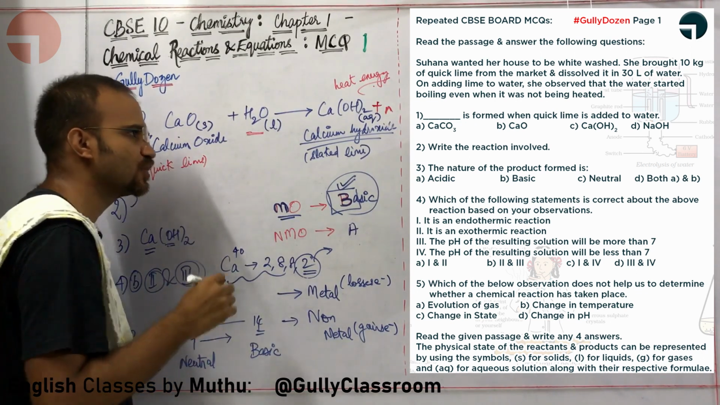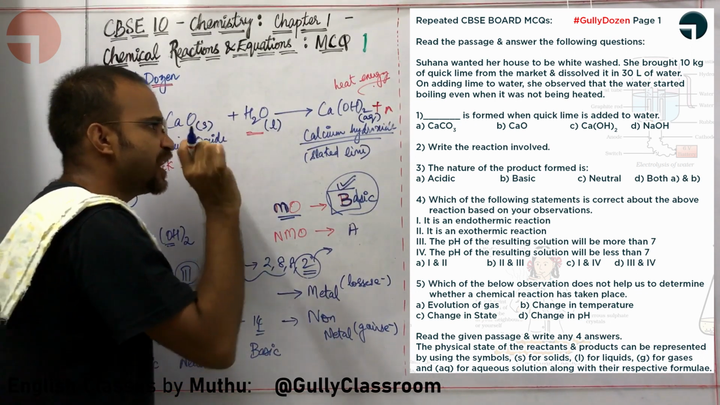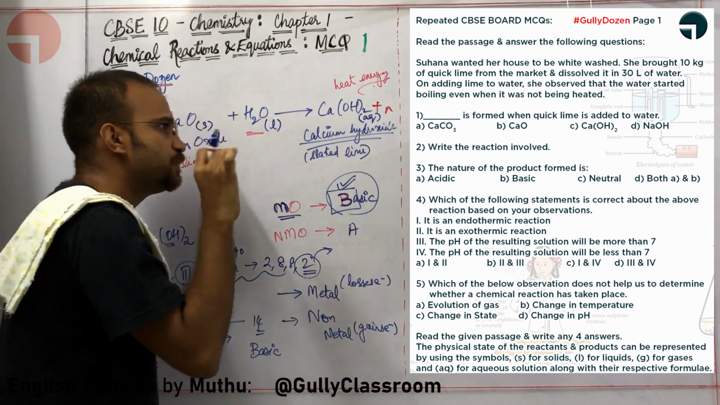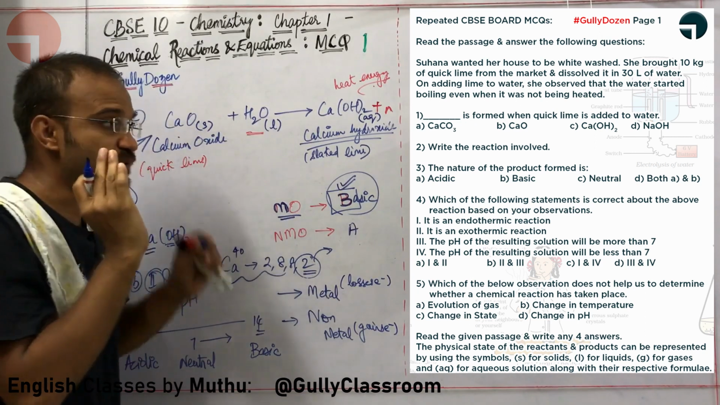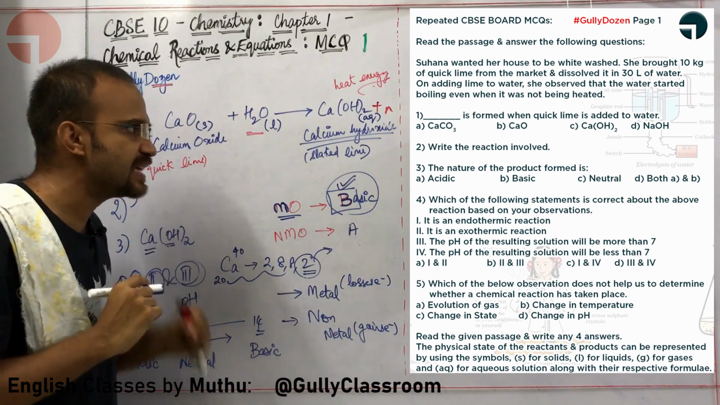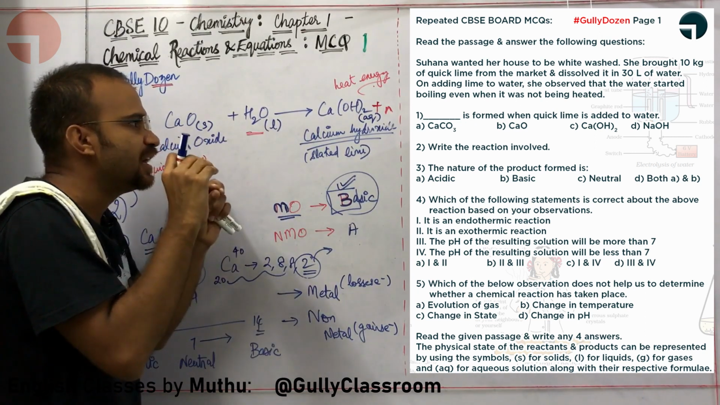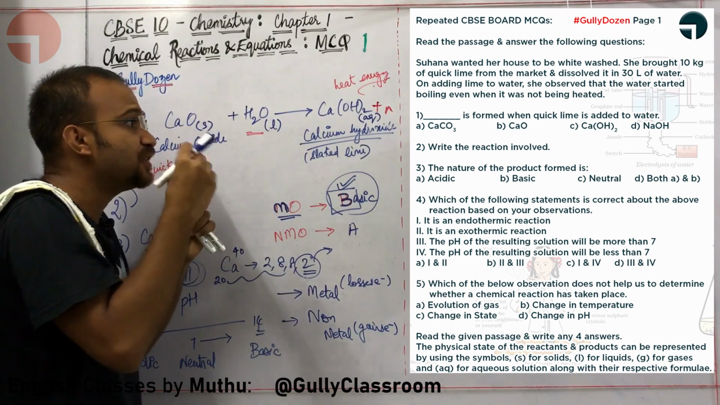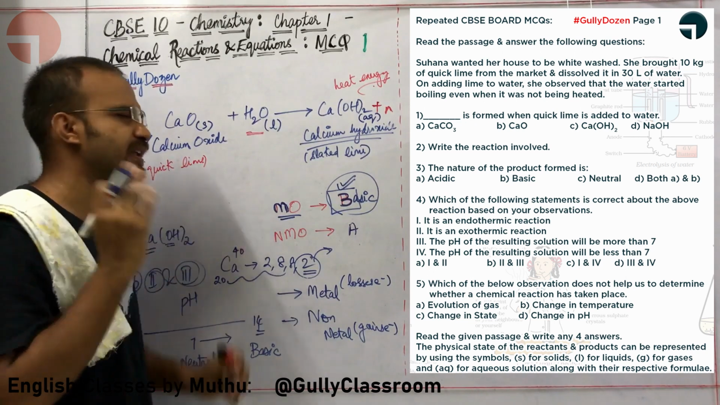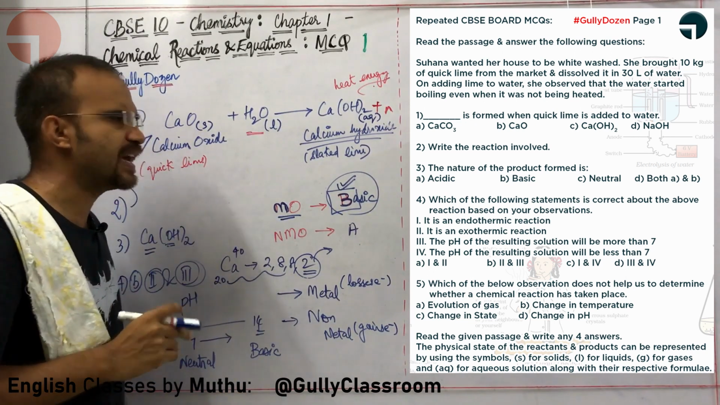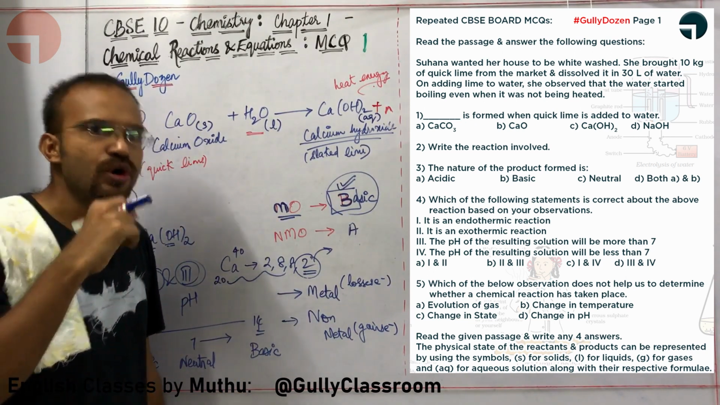Okay, sir. What about the fifth one? Which of the following observations does not help us to determine whether a chemical reaction is taking place or not? Let us be very clear about the question. They are asking for which of the following changes is not showing a chemical reaction. Let us check. Evolution of gas. Evolution of gas can show a chemical reaction.